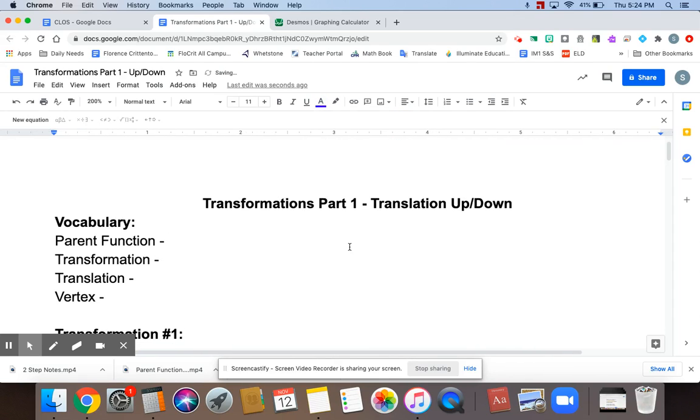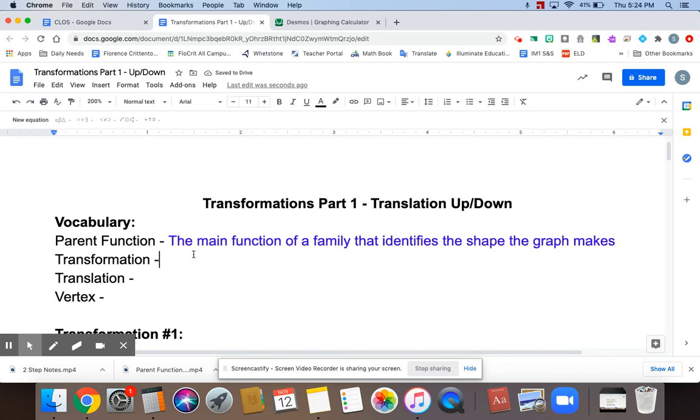So to begin with the vocabulary, a parent function is the main function of a family that identifies the shape the graph makes. So here's the thing about the parent function though. In the last lesson, we learned all about the parent functions and the shape that their graphs make. However, all of them can be transformed.